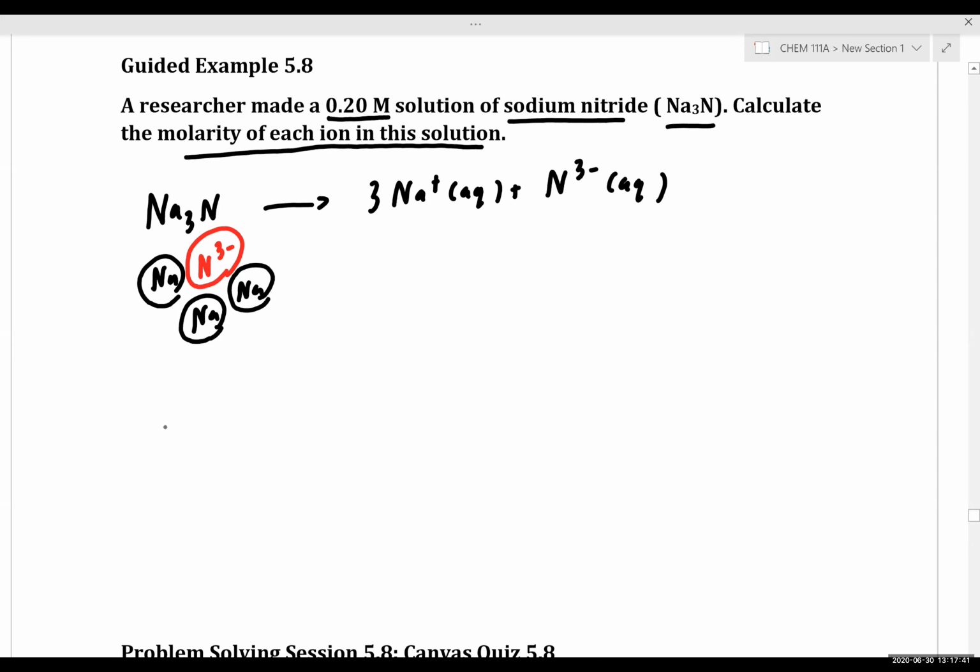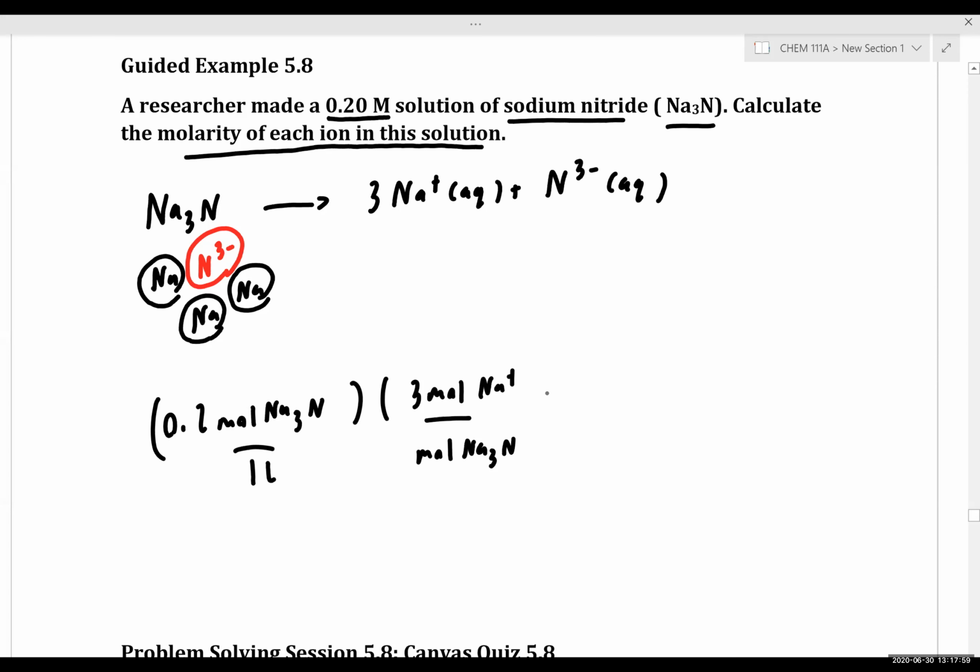So sodium nitride in solution will break down into 3 sodium plus ions and a nitride ion. Okay, so if we have 0.2 moles of sodium nitride per every 1 liter, we know that we have 3 moles of sodium plus per every mole of sodium nitride, which gives us 0.6 moles of sodium plus per every 1 liter.